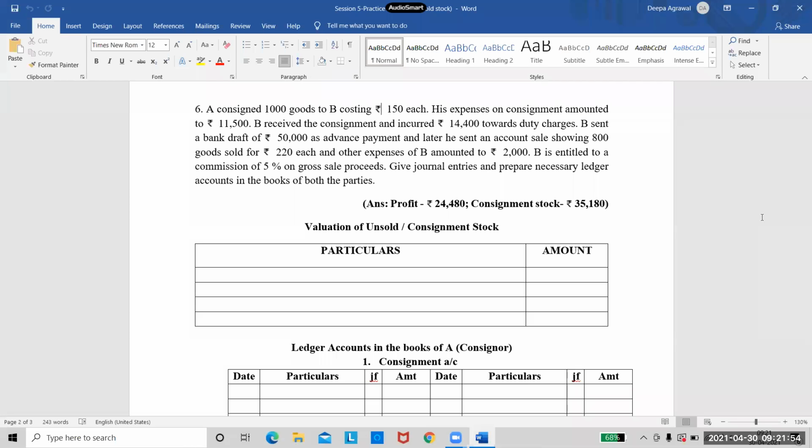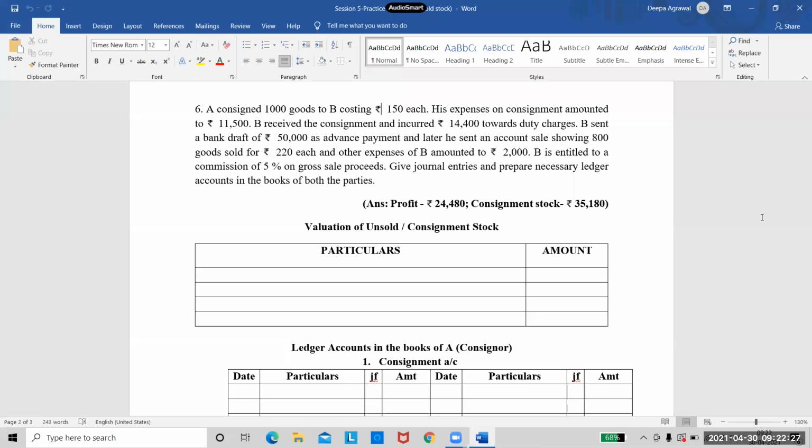Now, valuing the unsold stock, we have three simple steps. We have discussed that yesterday; once again, I'll let you know. Step number one, take the cost price of the unsold goods. And here there is a principle which says either the cost price or the market price, whichever is less. Usually the cost price only is less. So that is the reason I'm calling the first step: take the cost price of the unsold goods. Only the cost price for the goods which are unsold.